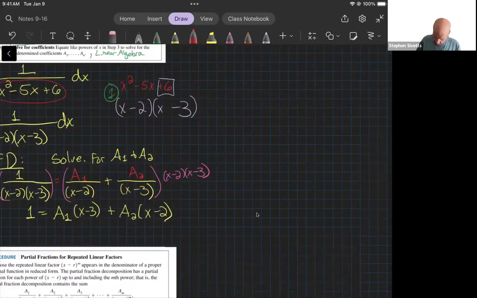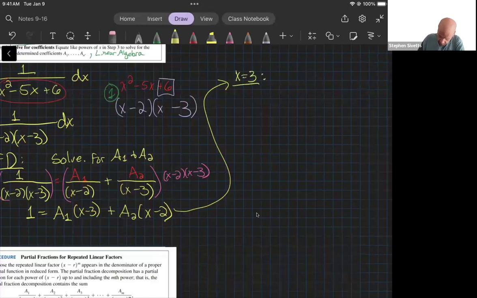Let's just go up here. I can plug in different values for x in this equation, right? So if I pick x equals 3, this equation will turn out to be the following. 1 is equal to, well, a1 times 3 minus 3, so that's 0. So we'll have a2 times 3 minus 2, which is 1, right? So therefore, a2 is equal to 1, right?